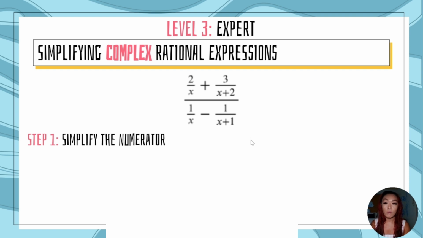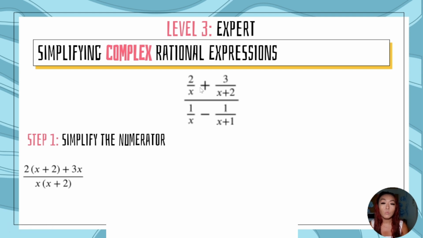Moving on to Level 3, simplifying complex rational expressions. So this is going to be very multi-step. We have this complex rational expression here, 2 over x plus 3 over (x + 2), all over 1 over x minus 1 over (x + 1). It looks intimidating, I'm not going to lie, but we're going to break it down into multiple steps. The first step is simplify the numerator. Just deal with the numerator, ignore the denominator for now.